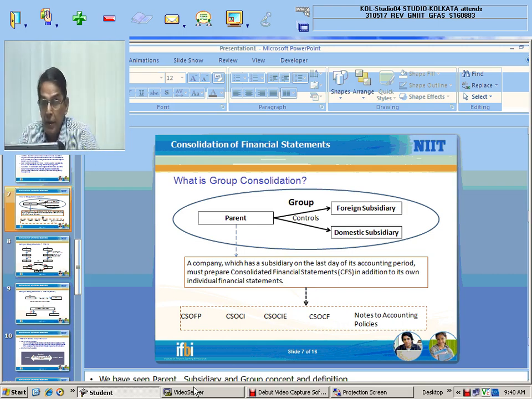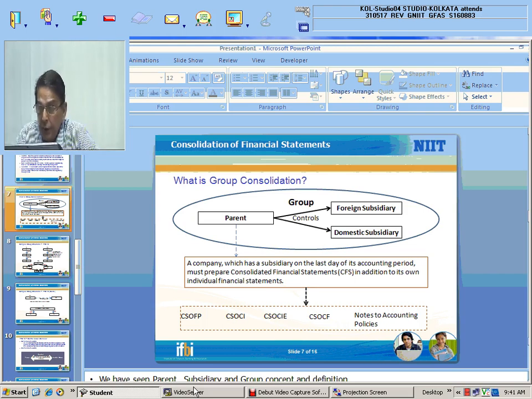Not only that, the parent company also will prepare financial statements taking into account all subsidiaries which exist on the last day of the accounting period. For taking their financial statements into account, those subsidiaries have also created their own separate financial statements. So the parent will now consolidate its own separate financial statements with the separate financial statements of all companies which are subsidiaries of the parent on the last day of the accounting period.